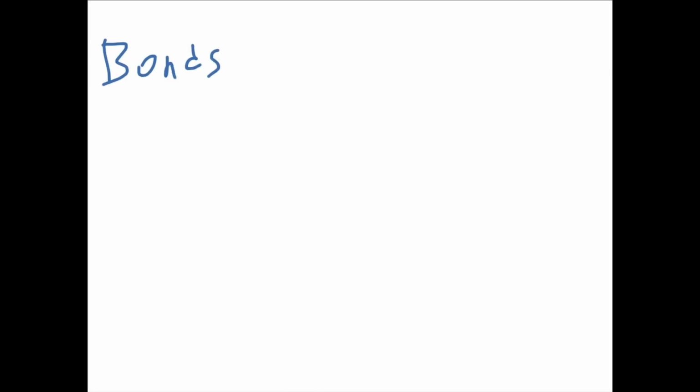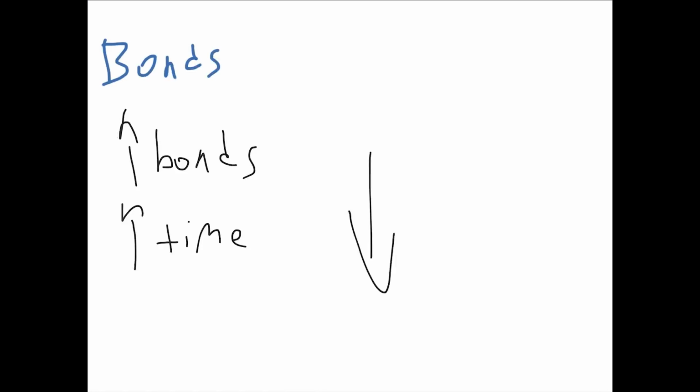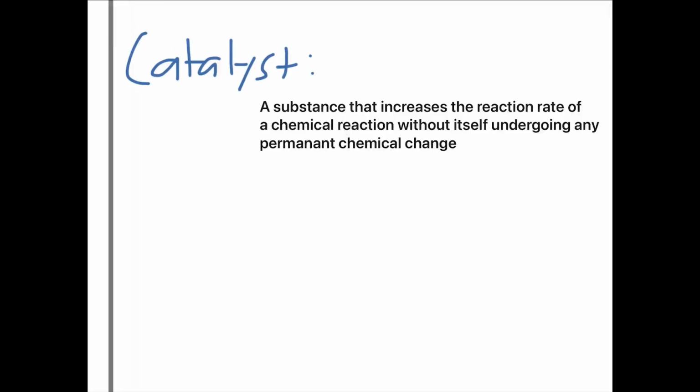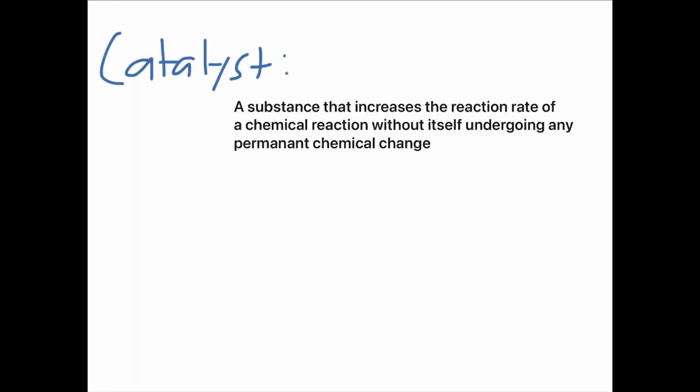Next we have bonds. Reactants with more bonds take more time to actually break these bonds, which leads to an overall decreased reaction rate. Finally, the last thing that you really need to know that could change the reaction rate is the addition of a catalyst. By definition, a catalyst is a substance that increases the reaction rate of a chemical reaction without itself undergoing any permanent chemical change. And just from the definition itself, we can get that the addition of a catalyst will increase the reaction rate.